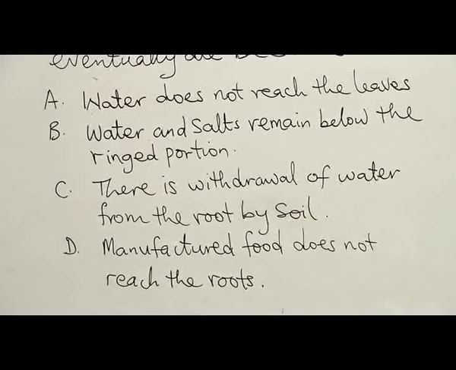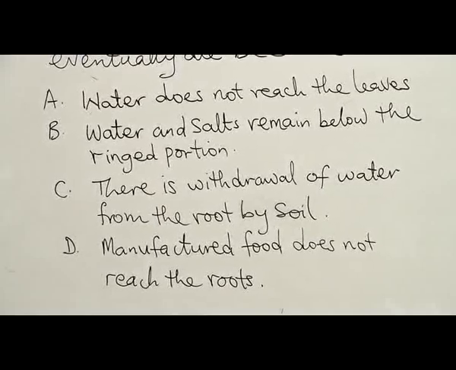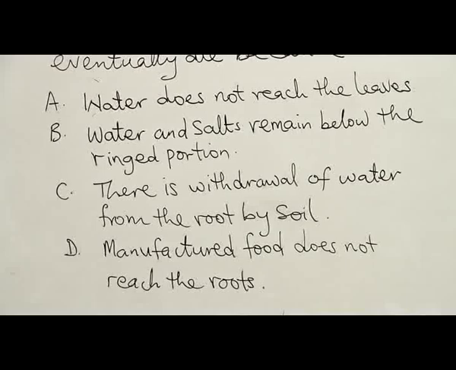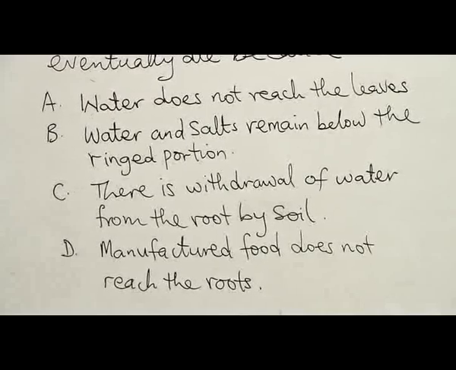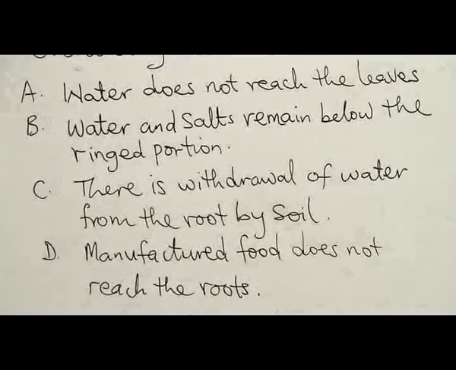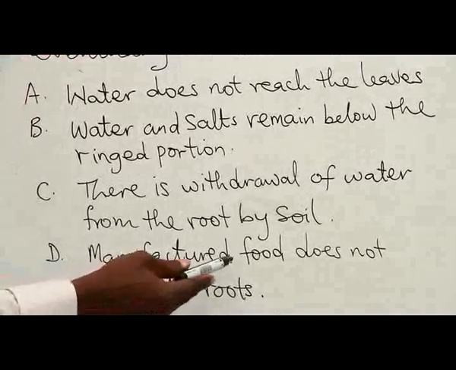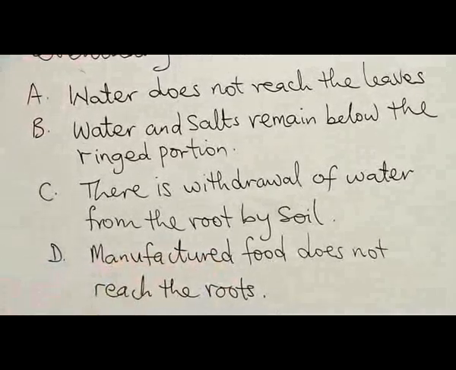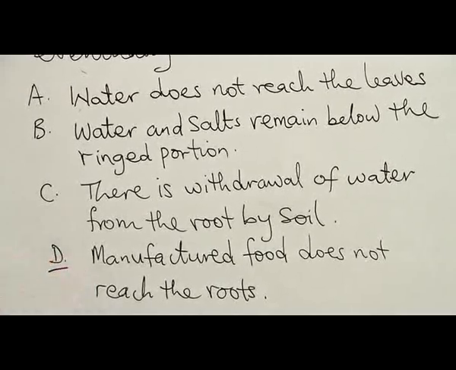To answer this question, you must note the conducting tissue that is removed, and that is phloem. And the work of the phloem is to conduct manufactured food from the site of production, that is the leaves, downwards to the roots. So if the phloem had been peeled off, manufactured food could not reach the roots. So the answer to the question is D.